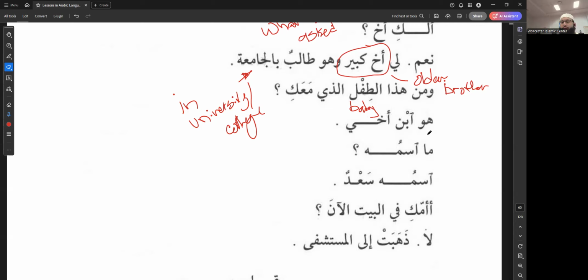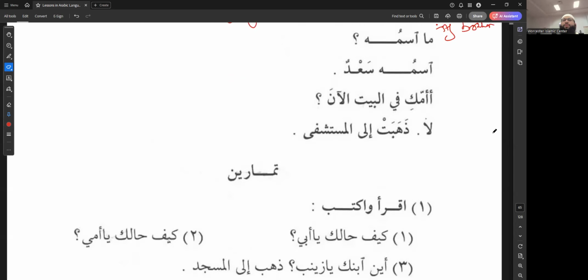Huwa ibn akhi. Huwa ibn akhi. What does that mean? Ibn akhi. Ibn means what? Son. Good. Akhi means my brother. Very good. Son of my brother. Ismuhu, what is his name? Ismuhu Sa'adun. His name is Sa'ad.